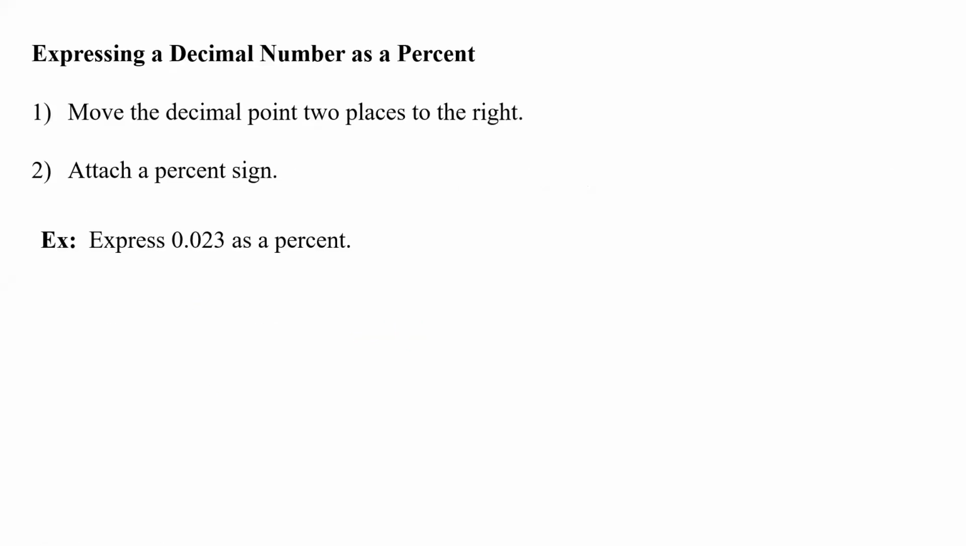Okay. What about expressing a decimal number as a percent? Well, here we move the decimal place two places to the right and attach a percent sign. Usually they have a nice decimal. So we move it two to the right, 1, 2. So we know it's going to be 2.3, and we add our percent sign. Okay, so that's how it works for a decimal to a percent.